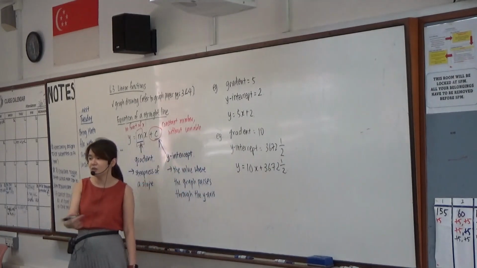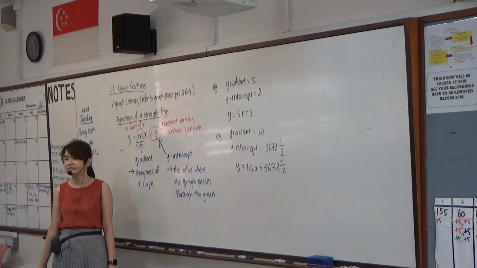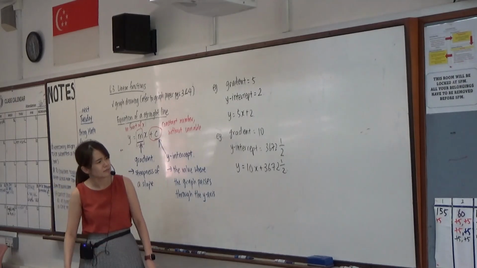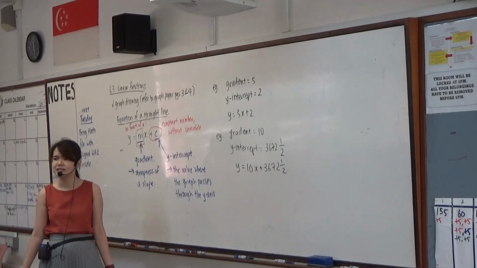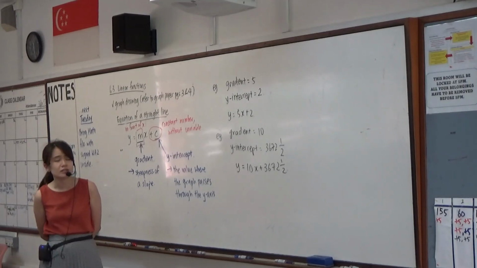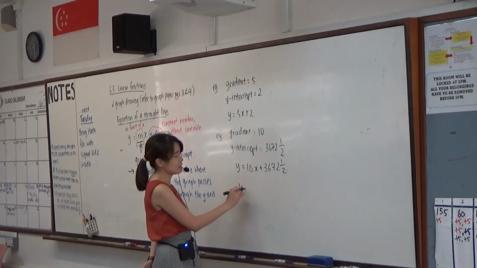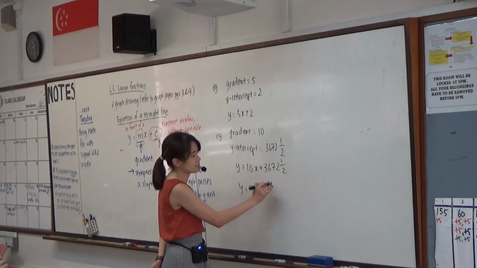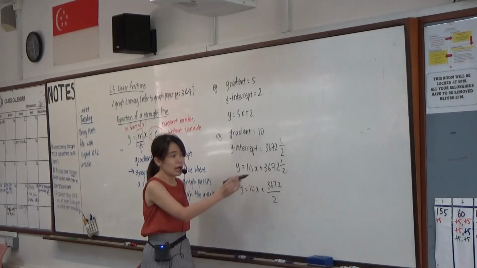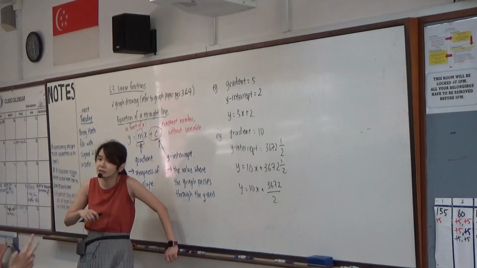Dylan, you agree with this answer? Is it not simplified already? How else do we want to write it? How would you want to simplify it? So y equals 10x plus 3672 over 2. Are these two numbers the same?